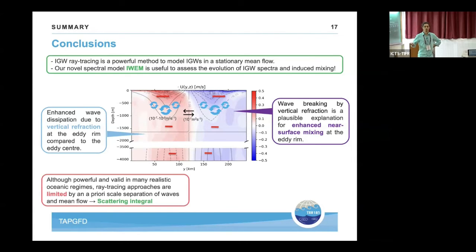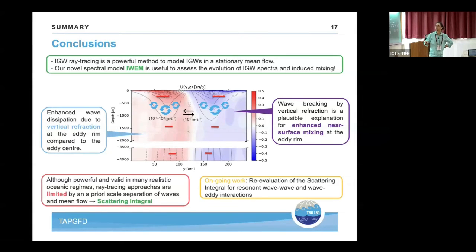Of course, we are aware of our limitations, and although ray tracing is a powerful and valid method for many realistic scenarios, the limitation of a priori scale separation can cause a problem. Therefore we want to go to the scattering integral and reevaluate the nonlinear interactions, also for the resonant and non-resonant wave-wave and wave-eddy interactions, including these special cases of pure inertial oscillations and buoyancy oscillations.